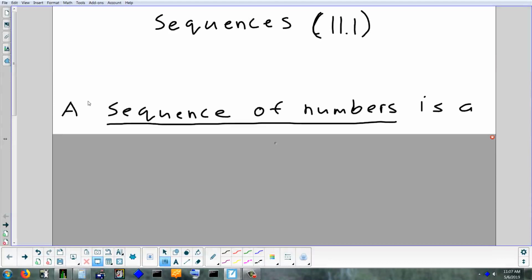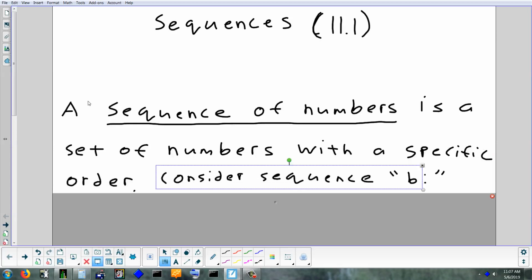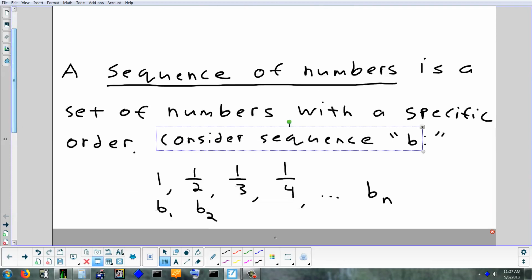So a sequence of numbers is basically just a list of numbers with a pattern to it. Okay, there's some kind of formula that's generating this list. Okay, so it's a set of numbers that have a specific order. Usually when we name a sequence, at least our book, we just use a lowercase letter. Okay, so I'm going to talk about sequence b. Okay, so this particular sequence starts out 1, and then 1/2, 1/3, 1/4.